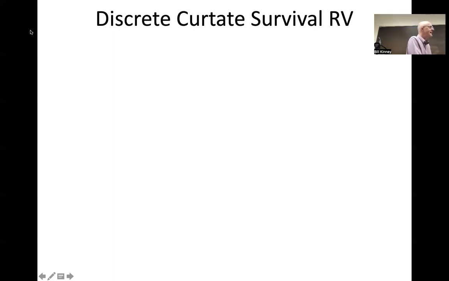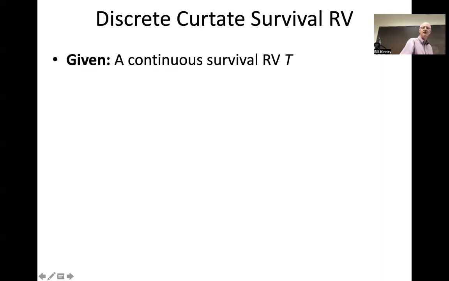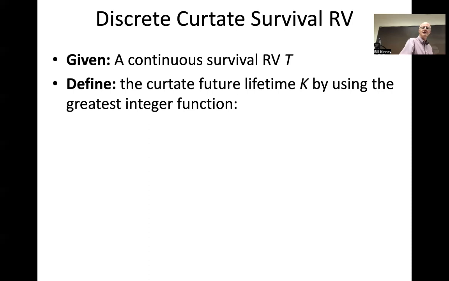Well, were they really exactly 87? No, right? They're probably 87.639654321. But we say 87. We rounded their age down because that was their last birthday. That's what a Curtate survival random variable is about. Given a continuous survival random variable T, the Curtate future lifetime K is the greatest integer in T.